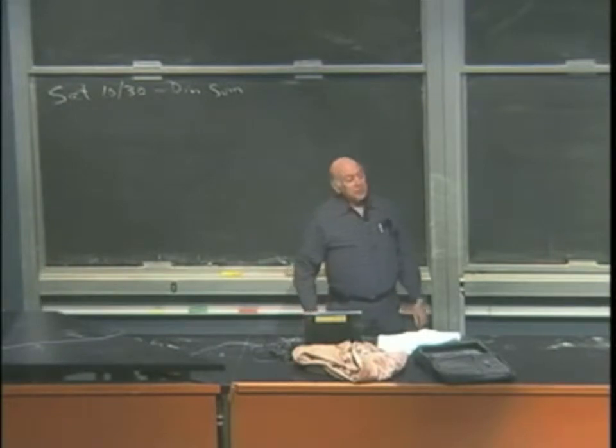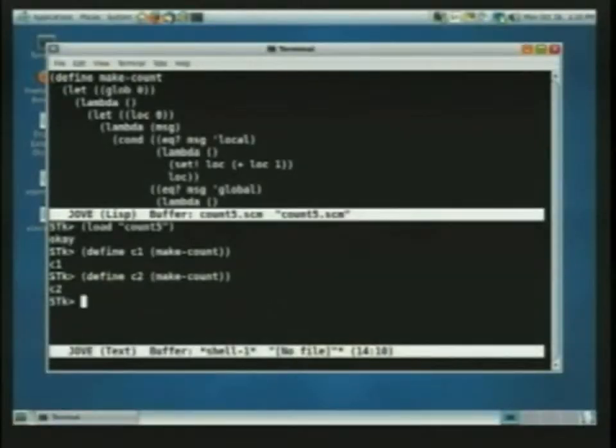So C1 and C2 are counters, and as in the last example, there's a local count per counter and a global count, which is a class variable for all the counters. But now, instead of counting up both of them, you ask a counter to do one or the other, and it works kind of like this.